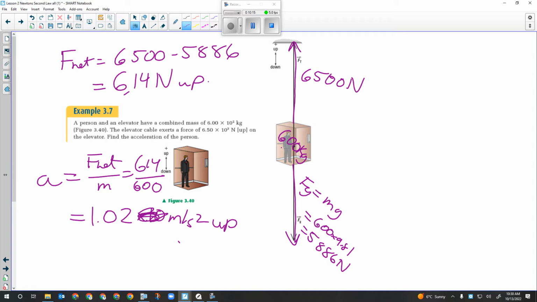Okay, does everyone kind of follow me on that? So that's a typical situation that you might get on a worksheet or a quiz or something like that, where it's a person stands on a scale in an elevator. Kind of silly, but it is something that they talk about often in physics textbooks for whatever reason.